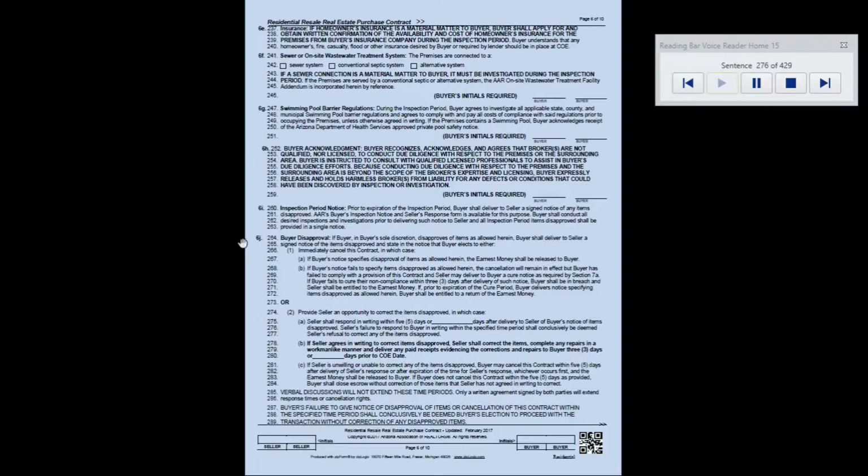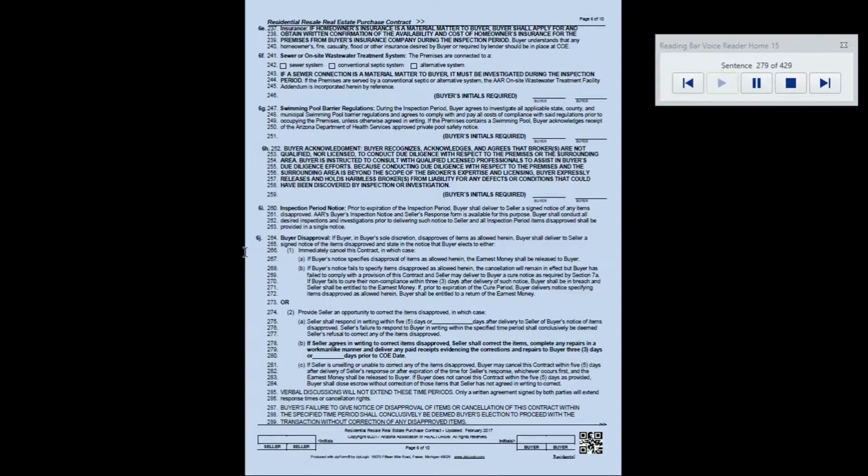6J. Buyer disapproval. If buyer, in buyer's sole discretion, disapproves of items as allowed herein, buyer shall deliver to seller a signed notice of the items disapproved and state in the notice that buyer elects to either 1. Immediately cancel this contract, in which case, if buyer's notice specifies disapproval of items as allowed herein, the earnest money shall be released to buyer.